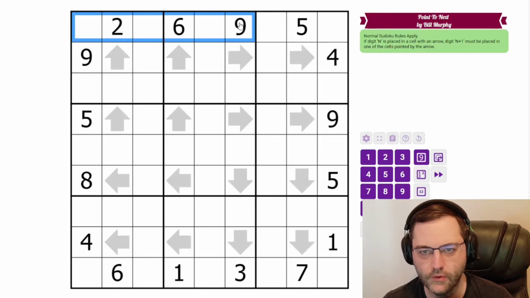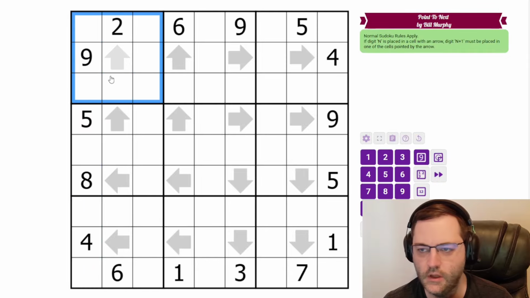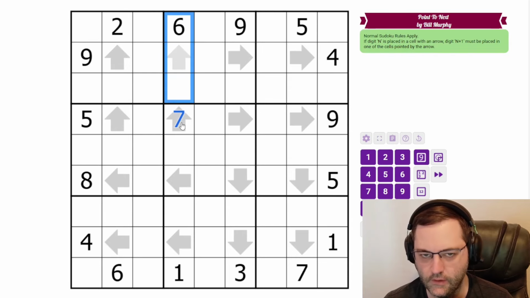We have normal Sudoku rules, 1 to 9 in each row, column, and 3 by 3 box. Additionally, if we have a digit in an arrow, then the digit that is 1 greater than it must be placed in one of the cells pointed at by the arrow. So let's use this as an example. If this were a 7, then we need to place 8 in one of these cells, because this 7 is pointing at these cells. And those are the rules.